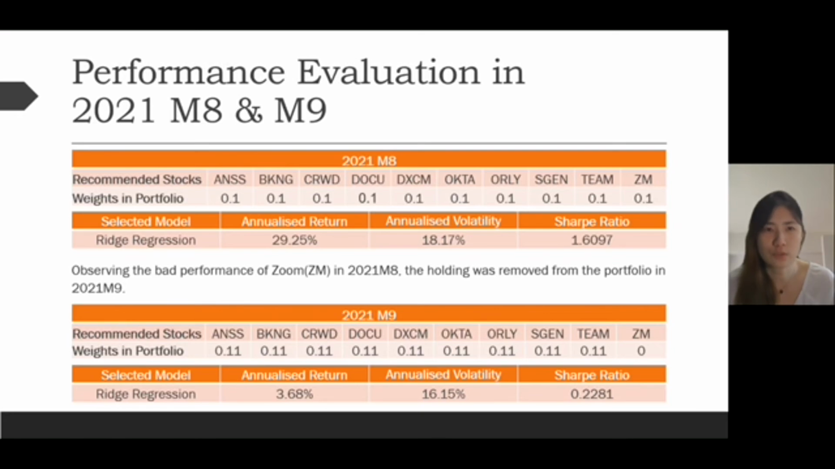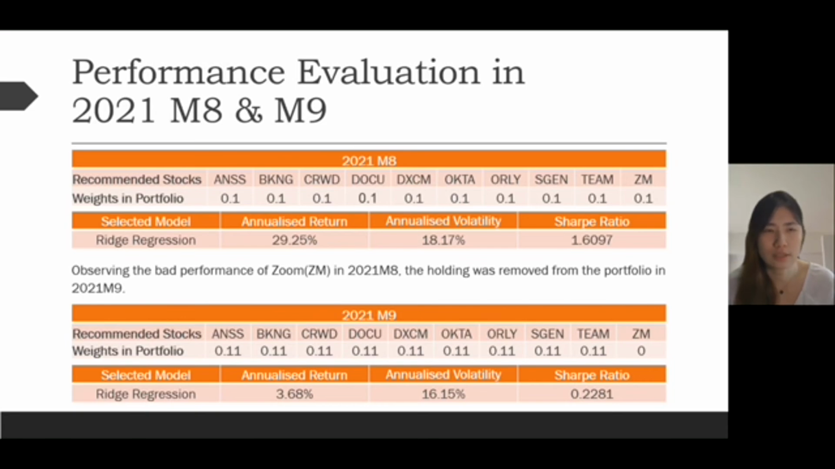Observing the bad performance of Zoom in August, the holding was removed from the portfolio, and the capital was evenly distributed to other stocks in the portfolio. In September, our portfolio achieved a 4% of annualized return, and the Sharpe ratio was 0.23.